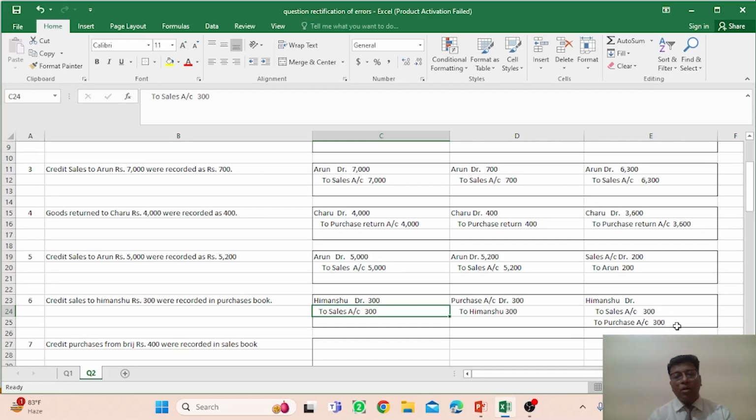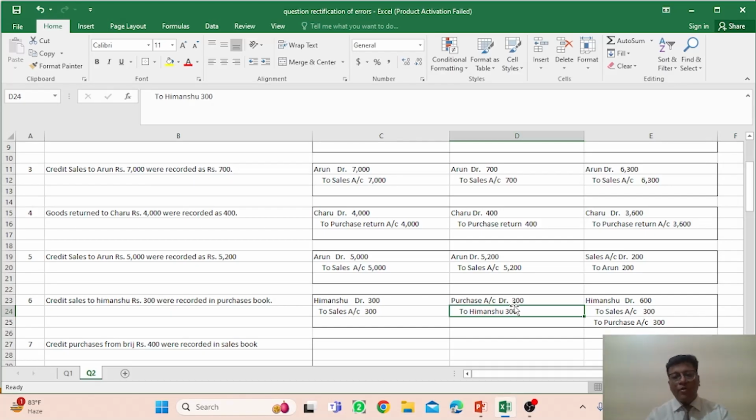So to purchase account rupees 300, and Himanshu, okay, just focus that Himanshu should be debited over there by 300, but you are not mentioning it, and instead you wrote in the credit side. Okay, so now you have to post this entry by double amount. Okay, means 600. So entry will match debit and credit side.